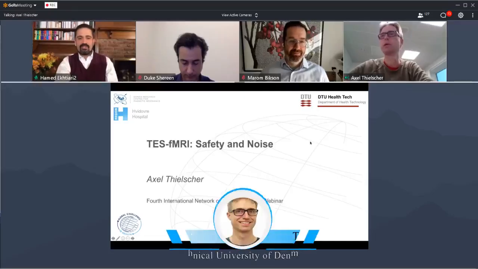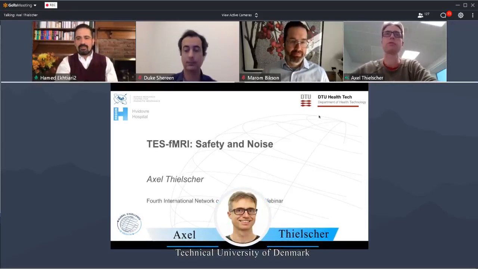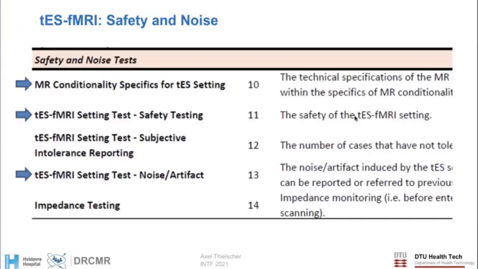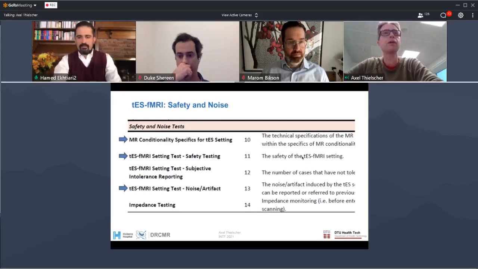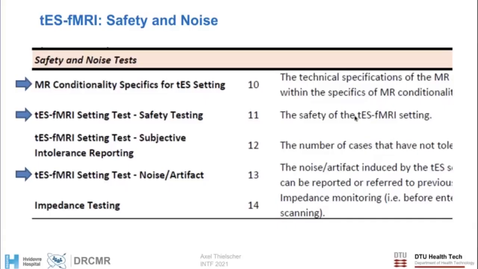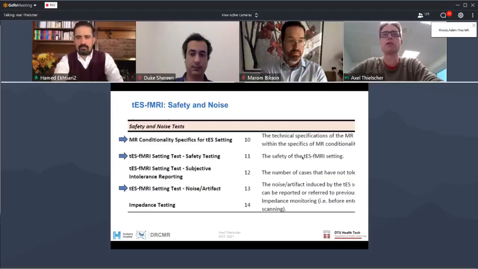Yeah, thank you. So I will shortly cover the aspects on safety and noise. When you look into the checklist, you will find the sub-items, and I will not cover all of them. I would really suggest that you look into the details in the paper draft. I want to give a little bit more background information about the 3 topics which I have highlighted with these blue arrows, which is what MR conditional actually means, then some background on safety testing, what could be done and what the caveats are there, and also about noise and artifacts. Next slide, please.